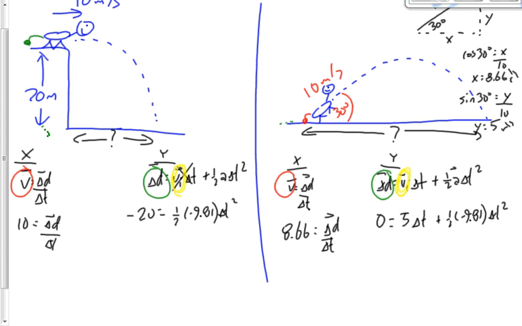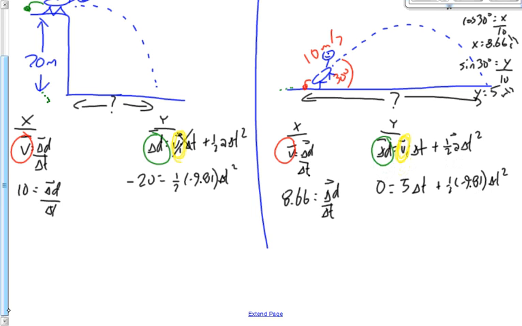The y displacement is different between these two problems, and the initial y velocity is different between these two problems. Once you get past that, it's just math. It's exactly the same thing. Okay, the math is a little bit trickier on the right-hand problem, though. How do you solve for t there?